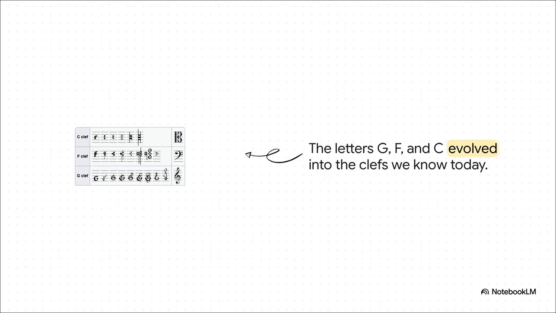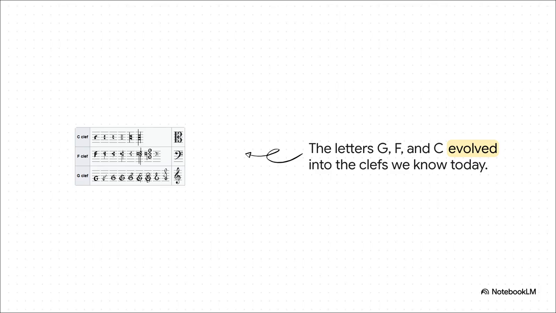5, not 4, not 6, 5. 5 lines became the universal standard for writing complex music, where you have lots of different melodies happening at once. And get this, it's the exact same system we still use today. But wait, what about those letters? The F, the C, and a new one, G.